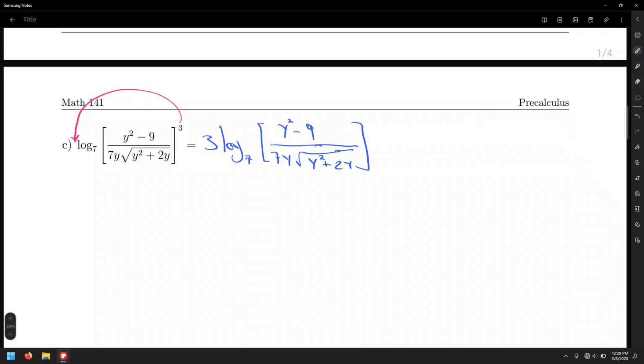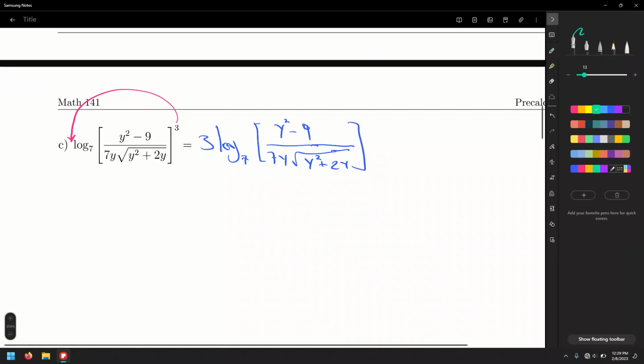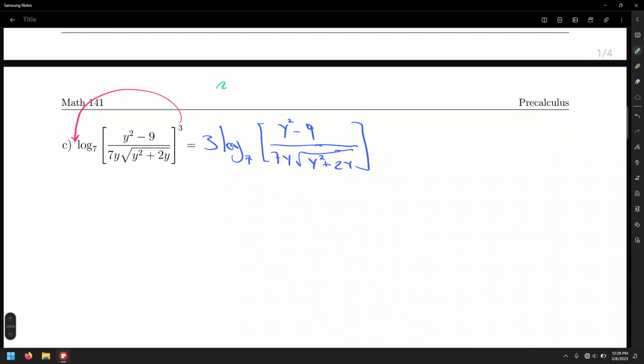So notice the quantity in the numerator. That's y squared minus 9, which has a very special, very well-known form. Does anyone know what form this is? Perfect square, difference of squares. So we can factor the difference of squares. Let me write that down at the top, just so you can see what I'm doing. a squared minus b squared equals a minus b, a plus b.